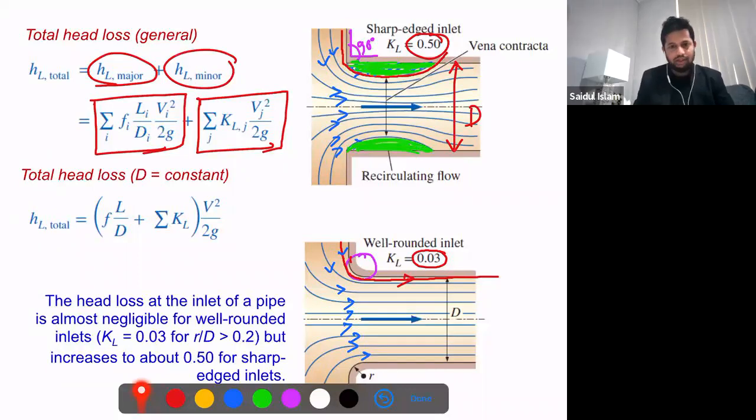So now you look, due to this 90 degree angle, this fluid particle cannot make a smooth turn. So it needs to go this way. That means now there is no flow, no flow, it creates some vortex. So there's no flow in this section.